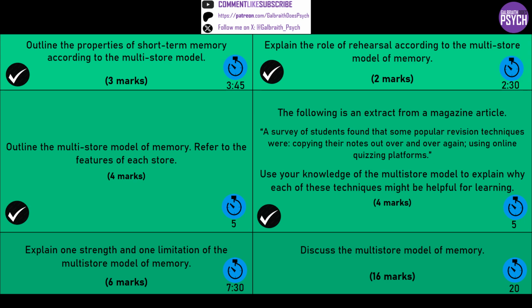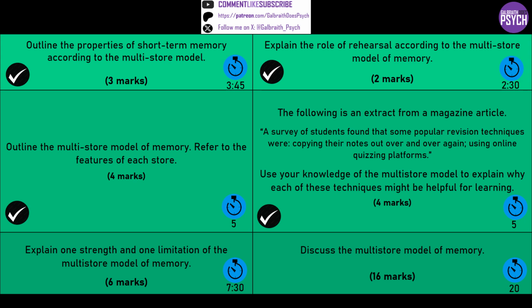You could do a similar thing by comparing it to the working model. The working model, remember, breaks down the unitary part of STM into different slave stores. So you could go down that route if you like, and again question the credibility of the Multistore model.